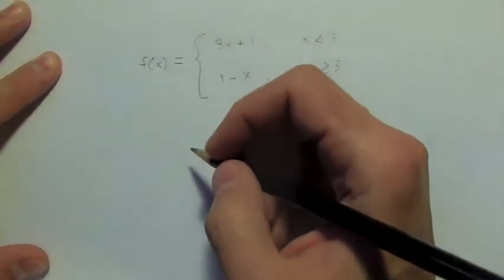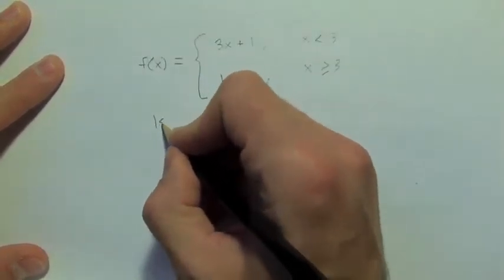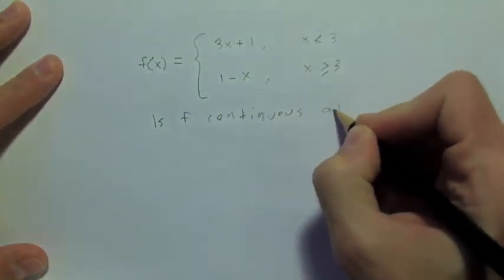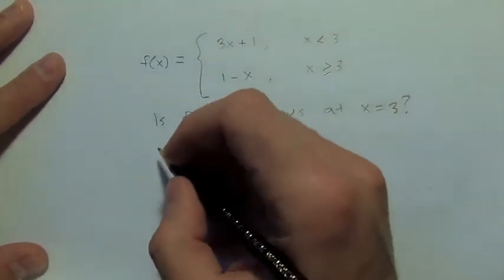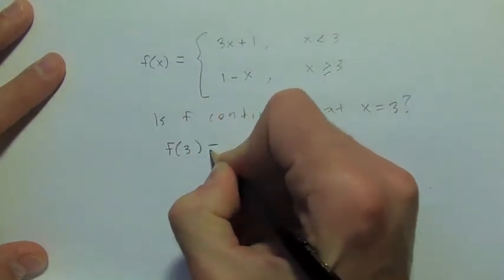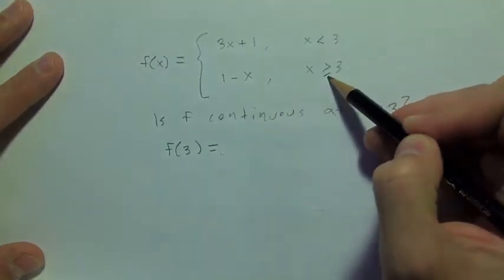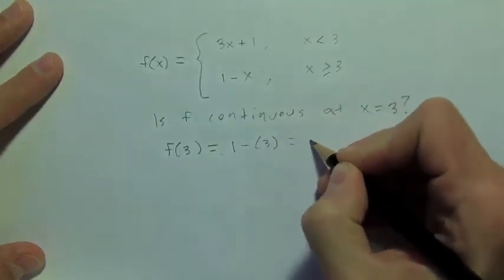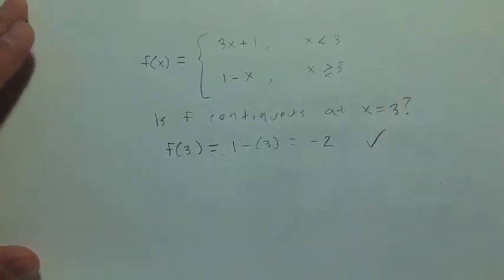Okay? So we're going to go through the checklist, right? And I'll go ahead and write, is f continuous at x equals 3? So the first one, does f of 3 exist? Well, let's check f of 3. So f of 3, that's when x equals 3, so that's going to be this greater than or equal to piece. So this will be 1 minus 3, which is negative 2. Okay, so yeah, it does. F of 3 exists just fine, no worries.